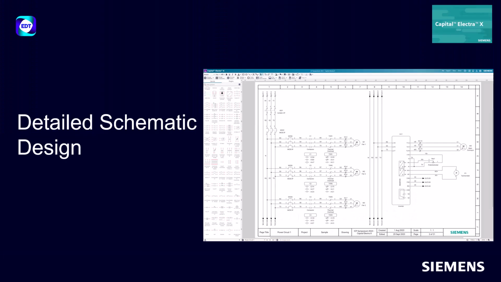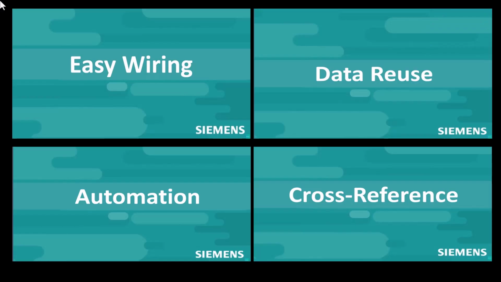Now, let's delve deeper into the detailed schematic design, uncovering every facet to ensure a thorough understanding and precise execution of your electrical systems. Let's have a look into the detailed design schematic, examining four critical features: easy wiring, automation, data reuse, and cross-referencing to optimize your understanding and efficiency in electrical system design.